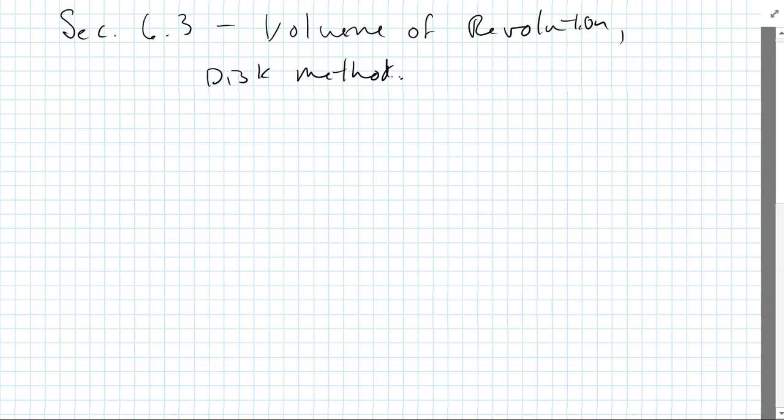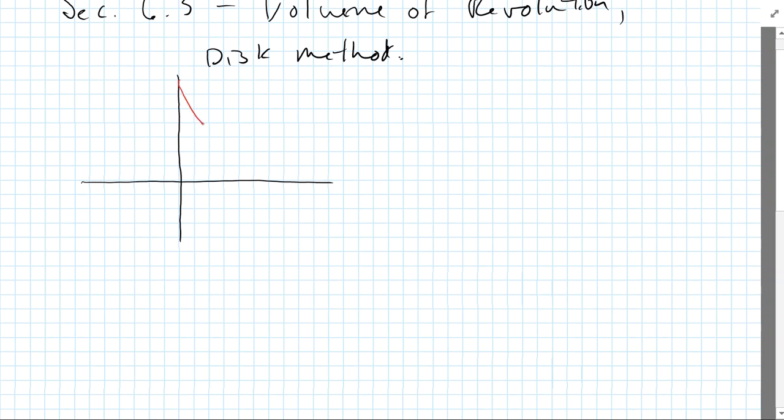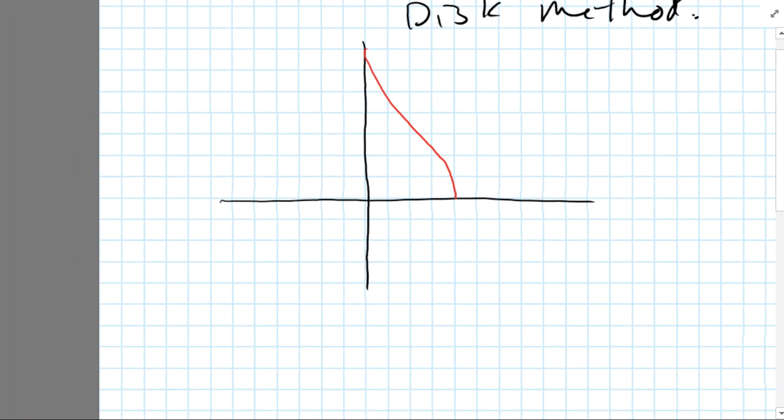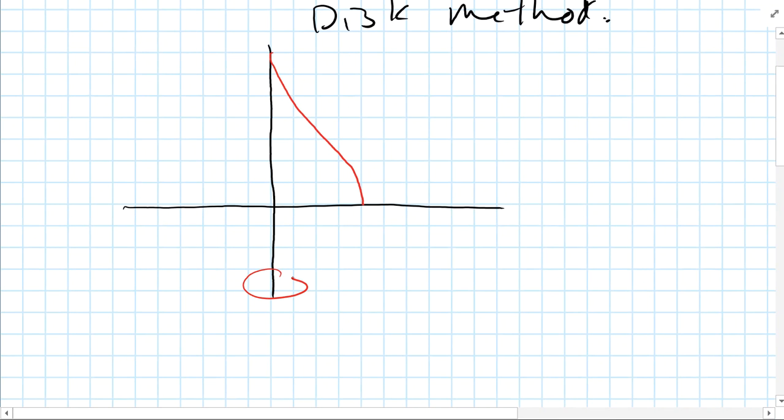All right, so what is going on here is that we are revolving something around an axis of rotation. So suppose that this is the y-axis and this is the x-axis, and I'm going to draw some curve that looks like this. That's my region. I'm going to take that region and revolve it around the y-axis, and I'm going to produce something. So if this is a radius right here, that's some radius r.